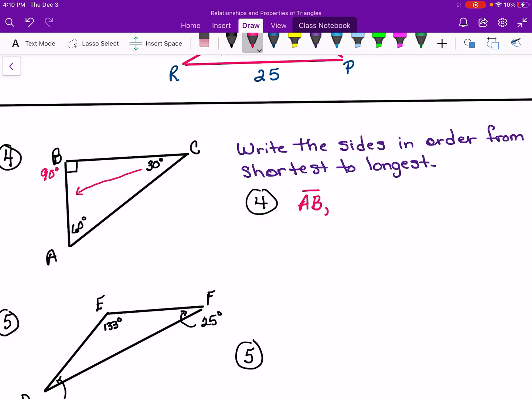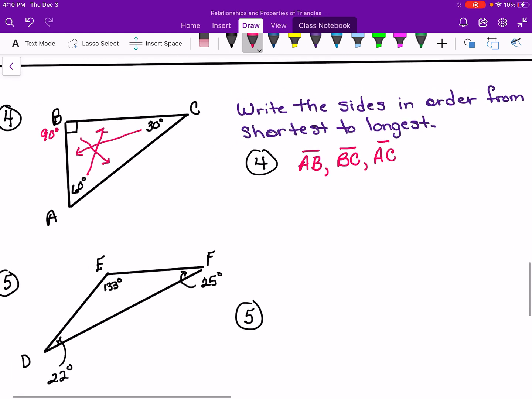In order, the next angle is 60 degrees. It is across from BC. And the next one is the 90 degrees, and it is across from AC. Short angle, short side. Large angle, large side.